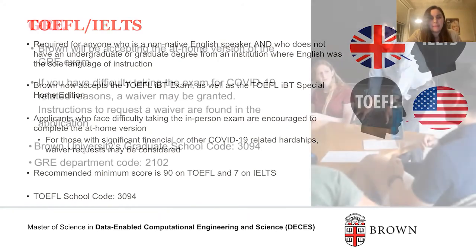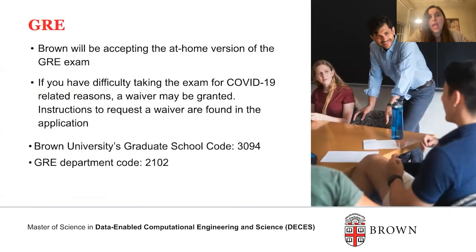Next slide. And then the GRE, Jennifer did a great job of talking about what the GRE requirement is. Again, the at-home version is acceptable for the GRE if you're having difficulty taking the exam. Waivers may be granted. That's very much on a case-by-case basis. And then the graduate school code is right in front of you. So again, if you're not able to find that code, just let us know. We want to make sure that you don't have any administrative blockades to submitting your application completely, right? So just be in contact if you need any of that information.